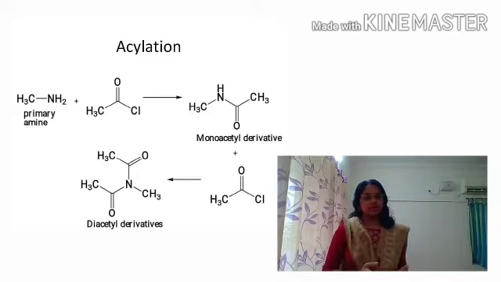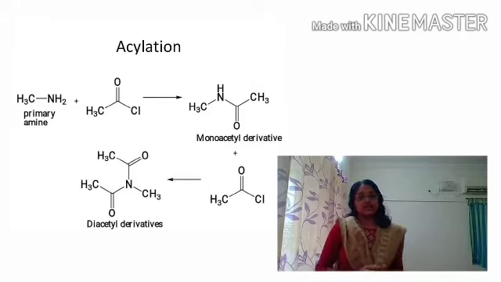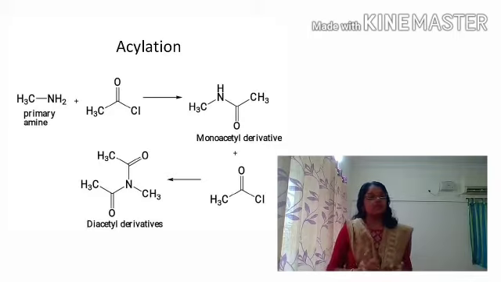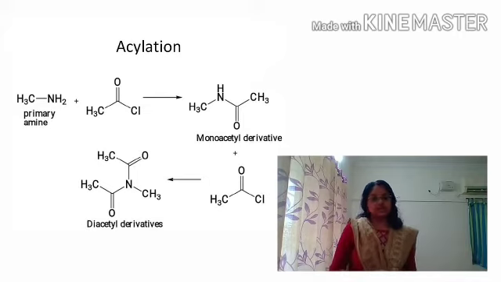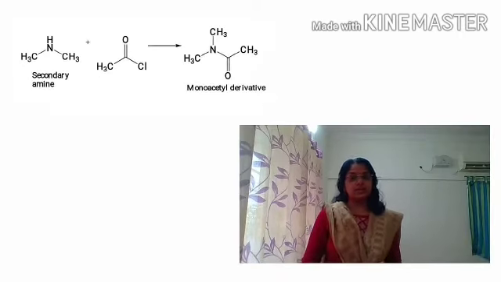A primary amine, when it undergoes acylation, results in the formation of a diacetyl derivative. That means a primary amine contains two hydrogen atoms on the nitrogen atom. So first it gives a monoacetyl derivative with the elimination of a hydrogen halide. Again it can undergo one more acylation and result in the formation of a diacetyl derivative. Considering the secondary amine, it contains only one hydrogen atom attached to the nitrogen atom, so it can undergo only monoacetylation, that means it can give only a monoacetyl derivative.